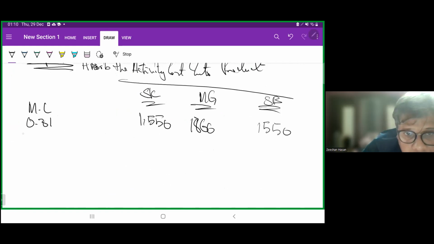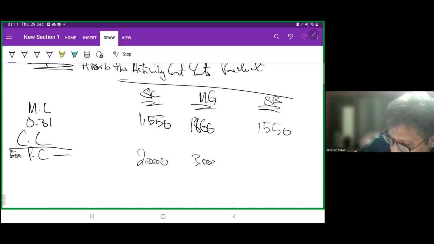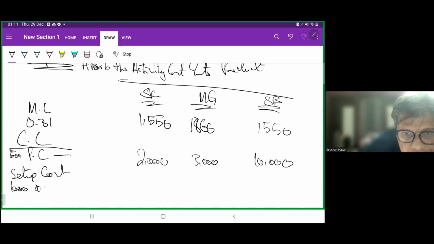Component cost: 500 per component, multiplied by the total number of units, 2000, 3000. I am taking hundreds into thousands, so 10,000. So 1,200. I mean, setup cost: 1,000 multiplied by the total number of setups of that particular product. We'll get 3,000, 1,000, and 26,000.